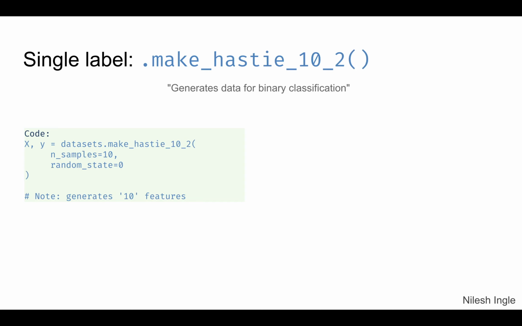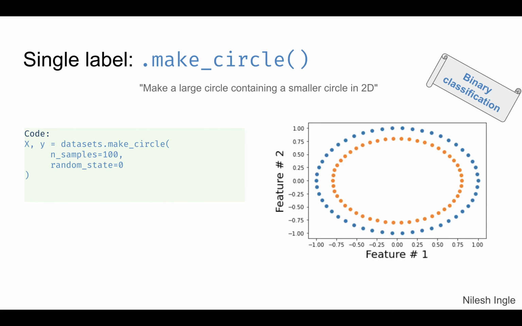Then there is make_hastie_10_2. This generates data for binary classification, and here is a code snippet for that. Next is a data set to create data as shown here on the right hand side, which is circular, and for that we can type datasets.make_circles, and here we can specify the number of samples. In this case, we have two classes that are listed, and this is again shown here in 2D for binary classification.